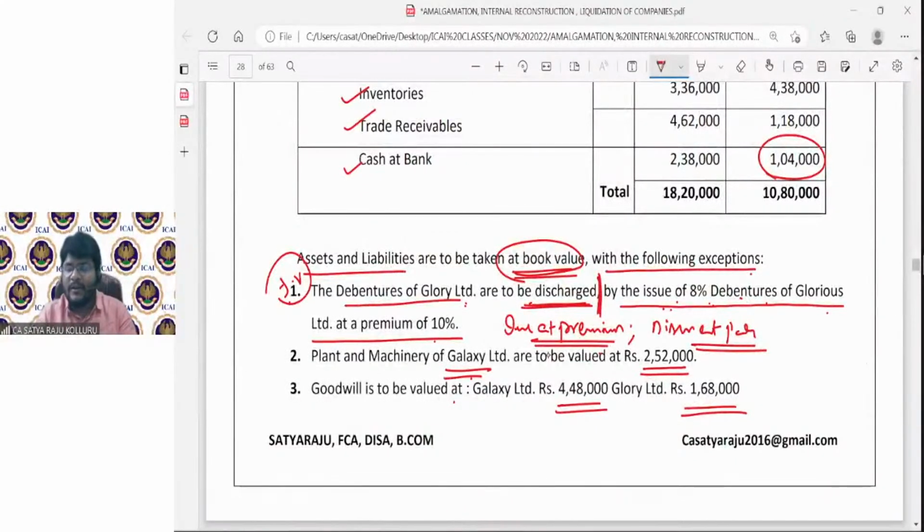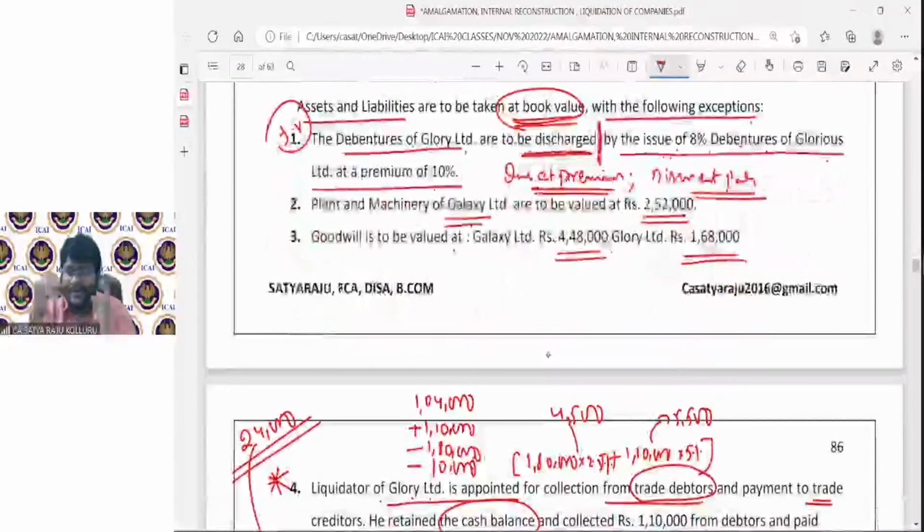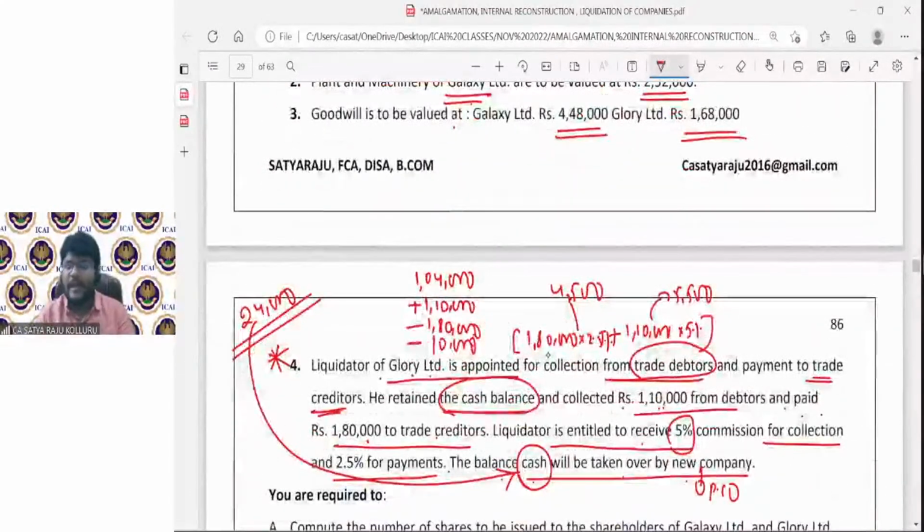After settling with debtors as well as creditors, and the existing cash balance put together, the liquidator will end up with a 24,000 cash balance. Such 24,000 is only taken over by the purchasing company. This is only applicable for Glory Limited. For Galaxy Limited, all assets are taken over, all liabilities are taken over, including creditors and debtors as well.